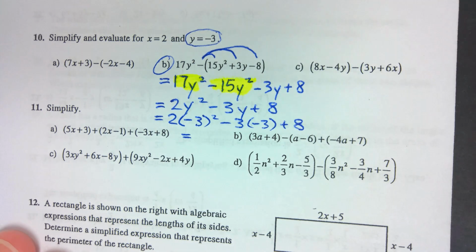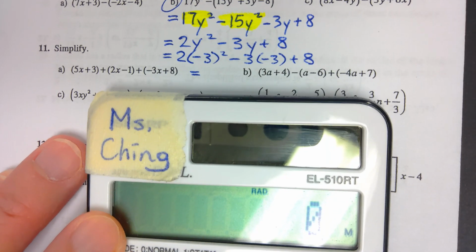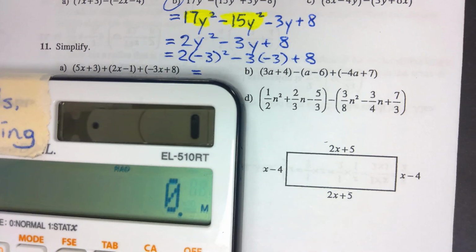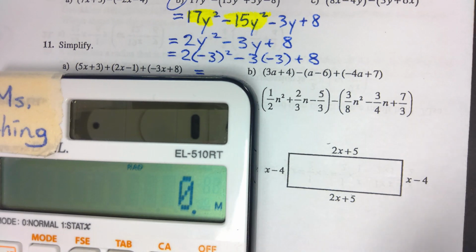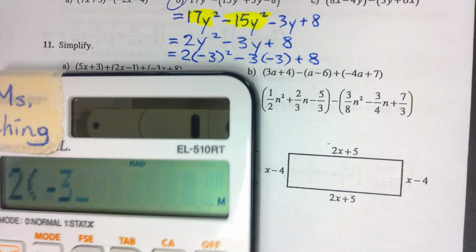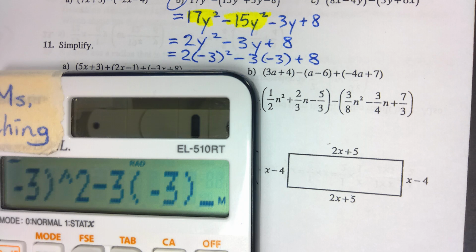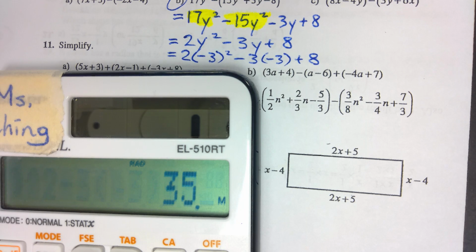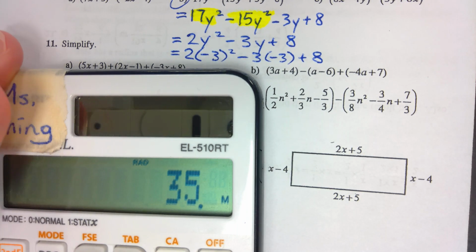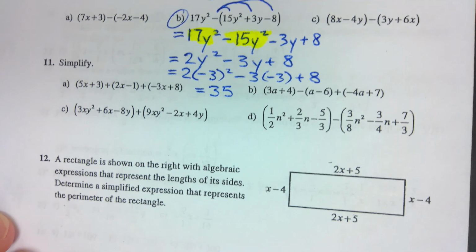And I will get my answer 2 times 9. All right, you can type all this into your calculator. But if you are relying on your calculator, make sure you type it in as is with the brackets. Okay, minus 3 times negative 3, right? And you get the answer 35. 10B.